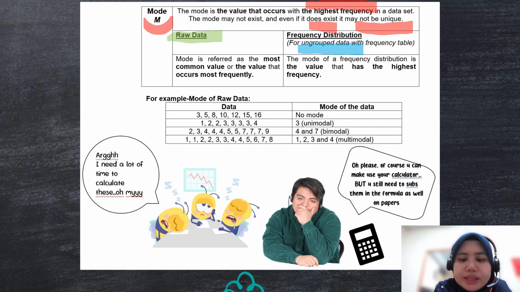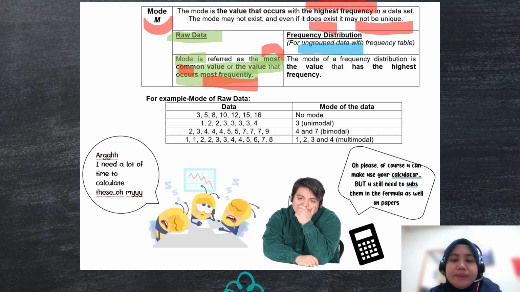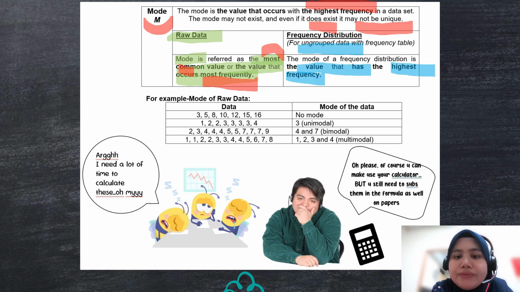Alright, for raw data, the mode is referred to as the most common value, the value that occurs most frequently. The keyword here is the most common value, the one that occurs most frequently. For ungrouped data with a frequency distribution, the mode of a frequency distribution is the value that has the highest frequency. So for example, we have the mode here of raw data.